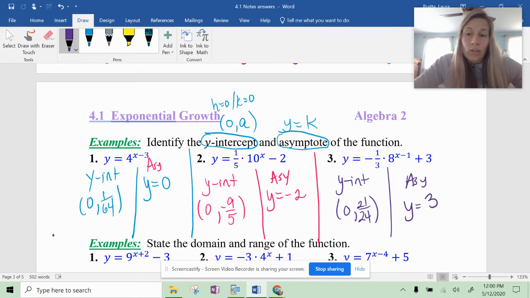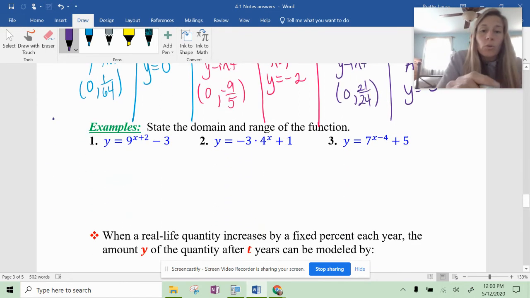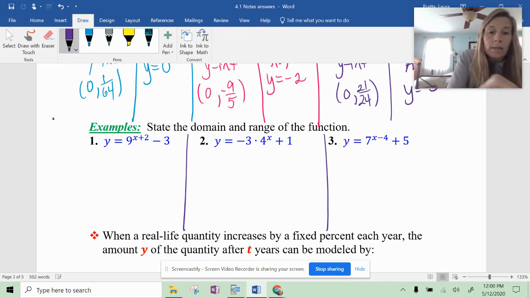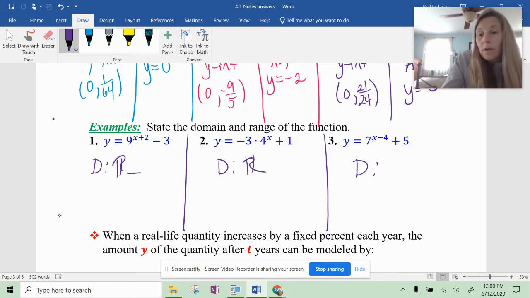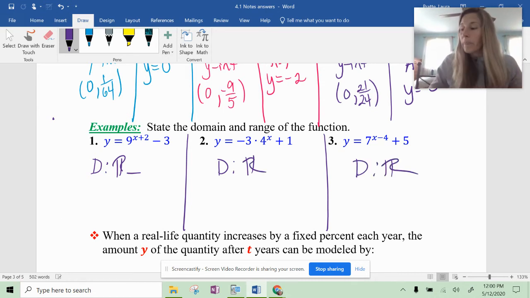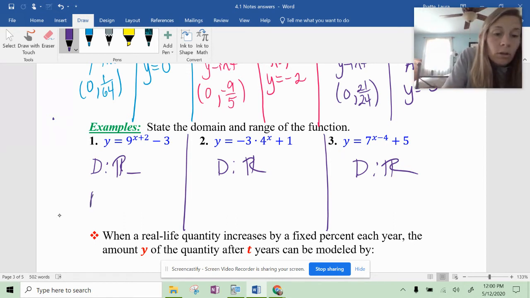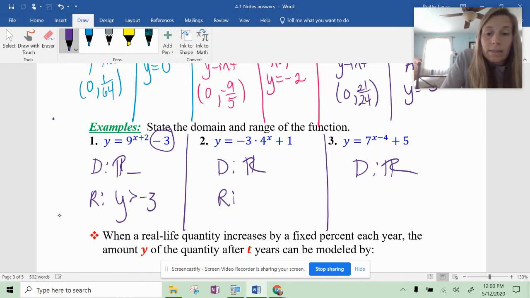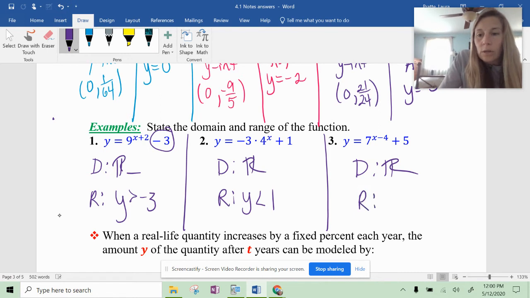Okay, domain and range, just a little practice with the domain and range. We know that for every single one of these exponential functions, the domain is always all real numbers. So you can just go ahead and write that for all 3 of them. That does not change. Then our range is going to be y, right? The k value, and if the a is positive, it's greater than the k value. If the a is negative, it's y is negative or less than the k value. So for this one here, our a value is 1, so it's y is greater than 5.